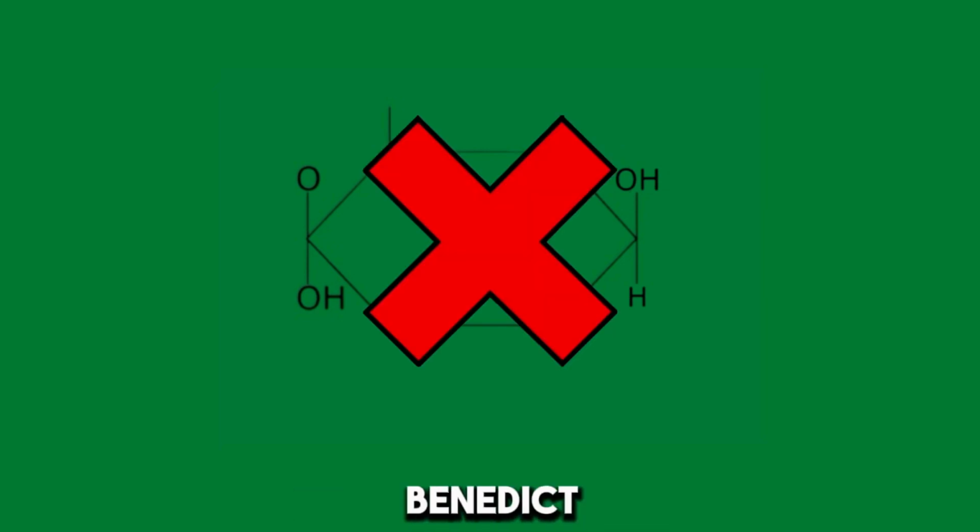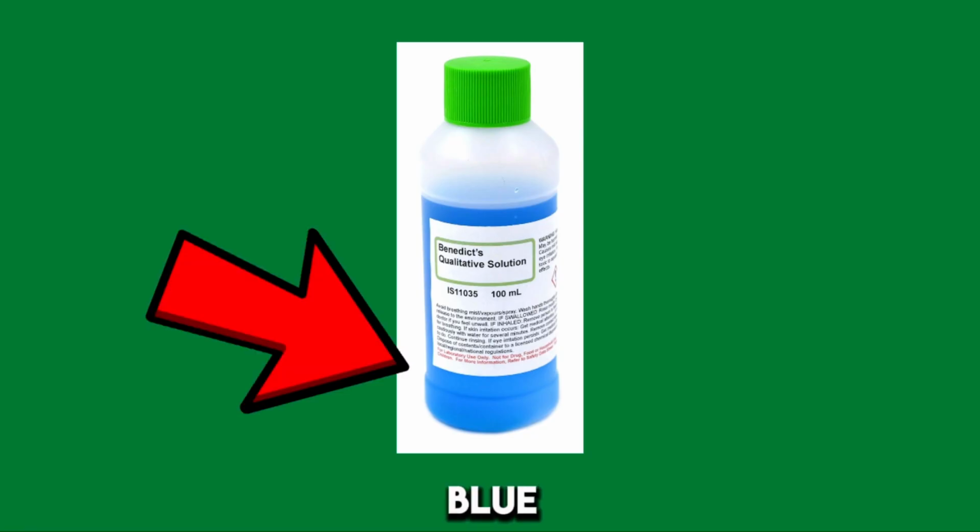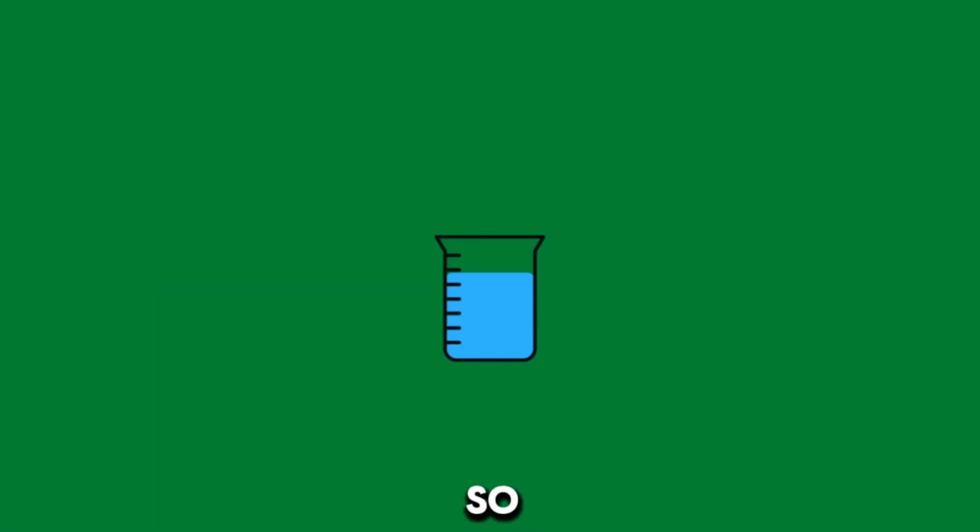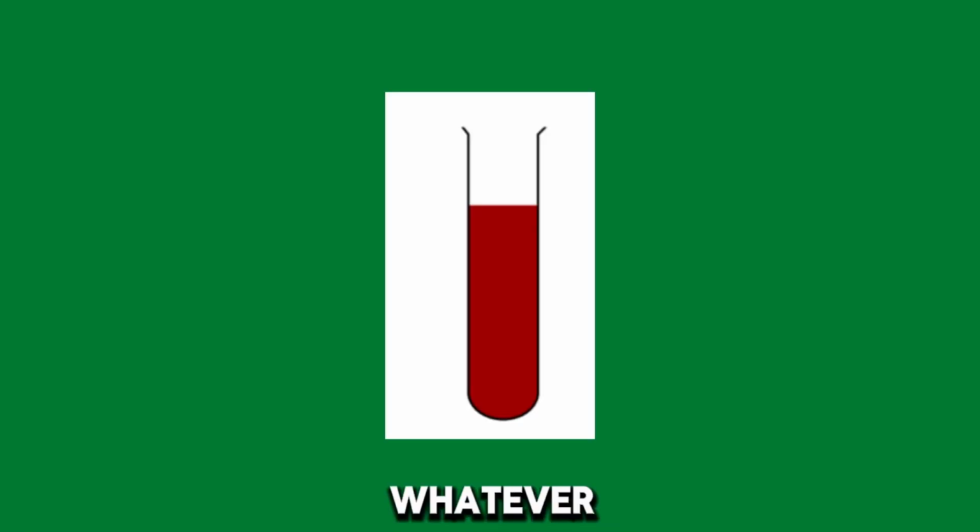And that's what Benedict's solution is. It's blue. That's what Benedict's solution looks like when it hasn't been tampered with. Naturally, it just looks blue. And so when it stays blue, that means nothing's really changed. But when it changes to red or whatever, that means it's been reduced. So pretty easy. Now, some of you nerds might have noticed a problem with this.